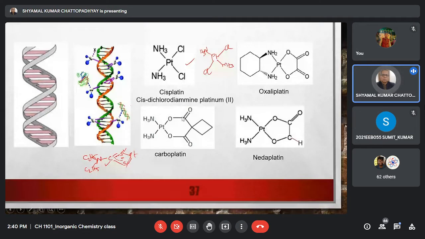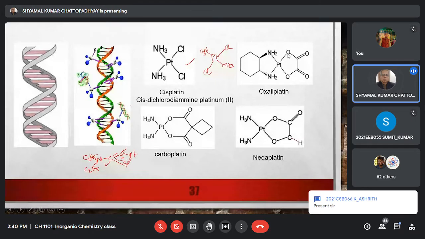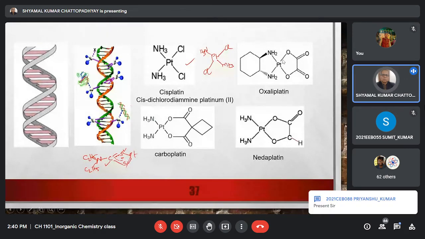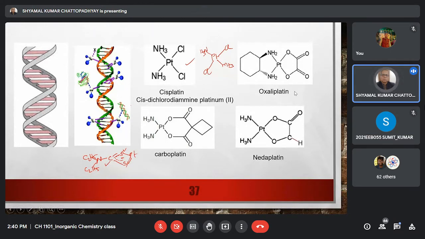Gradually more and more platinum compounds came into use, and one of them is oxaliplatin. Here, all four coordinate sites of platinum(II) are occupied by chelating agents. Here we have an oxalate group producing two coordinated carboxylate ions. Like here, two carboxylates, but instead of cyclobutane 1,1-dicarboxylic acid, here we have oxalic acid. That's why it is called oxaliplatin.